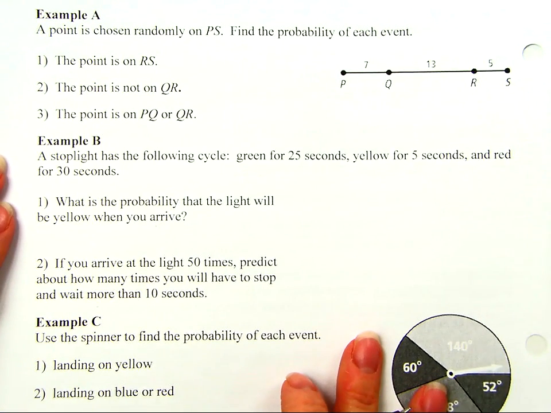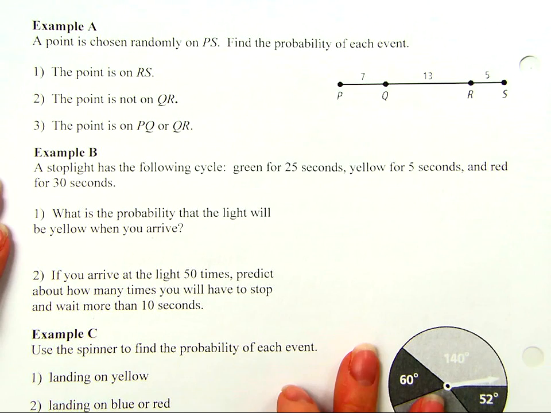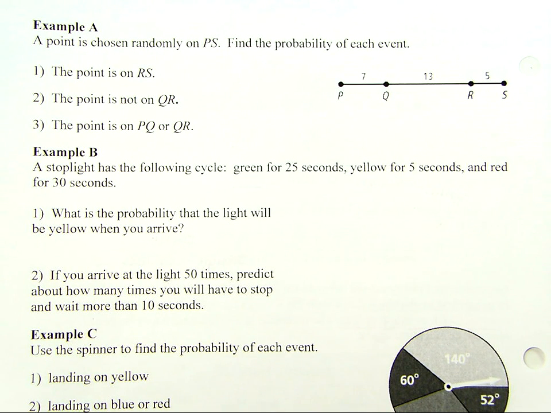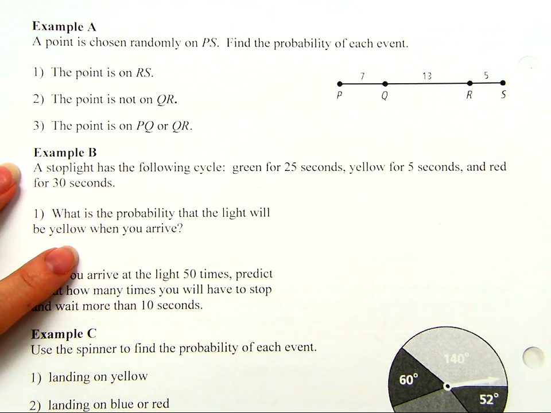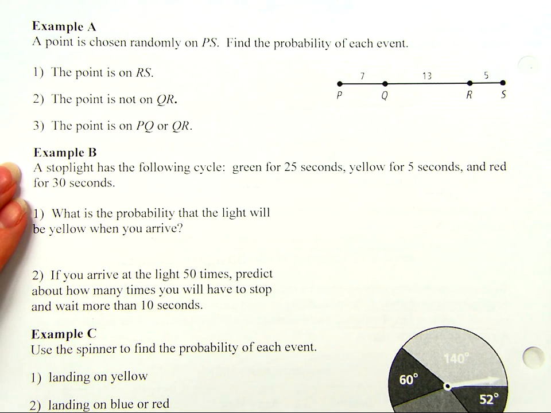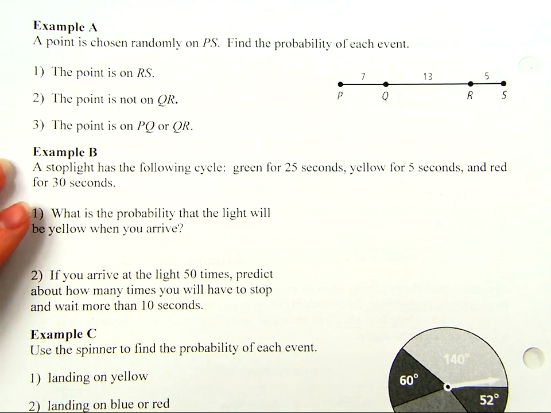The first example, example A, we're going to take a look at points on the line segment. So it says a point is chosen randomly on segment PS. Find the probability of each event. Typically, I would say that kids usually find geometric probability to be a little bit easier than the other probabilities that they've taken a look at.